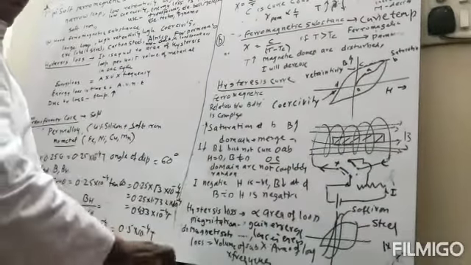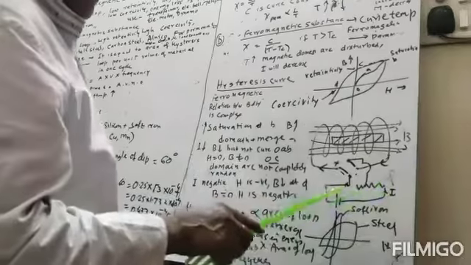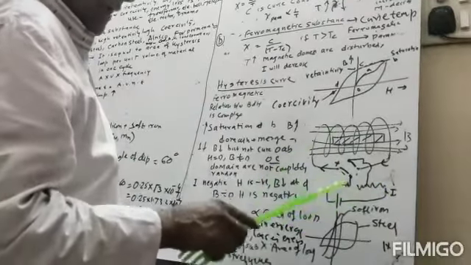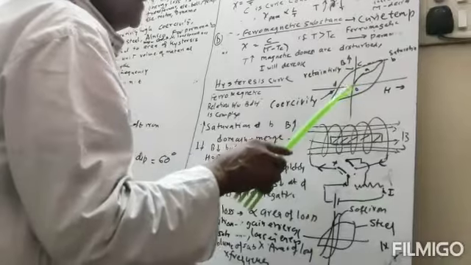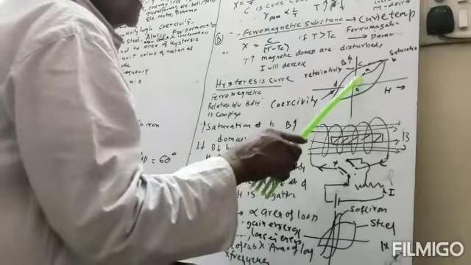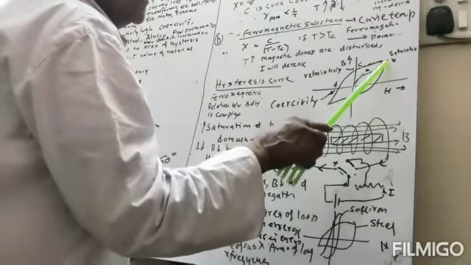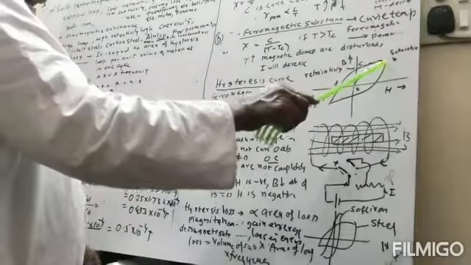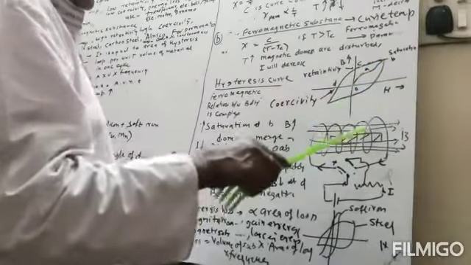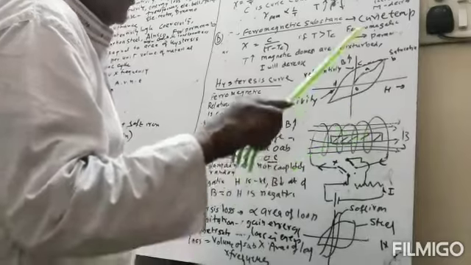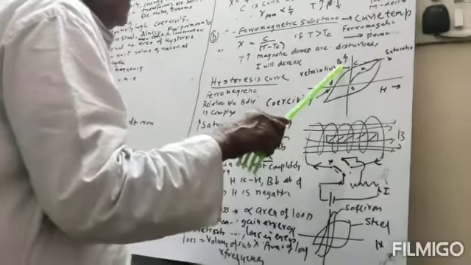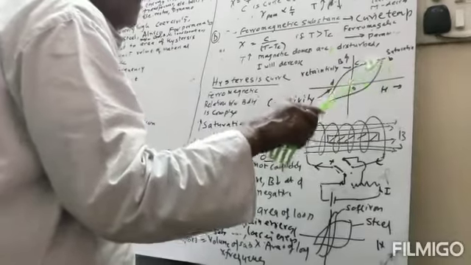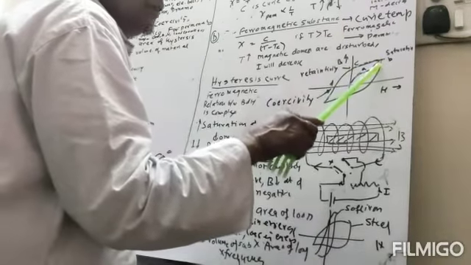Now we will increase the current slowly, then H will increase slowly. When we increase H, B will also increase, and it increases along this curve. At this point B is saturated, meaning that now by increasing the current or magnetizing field, B will not change, and this is known as the saturated state.